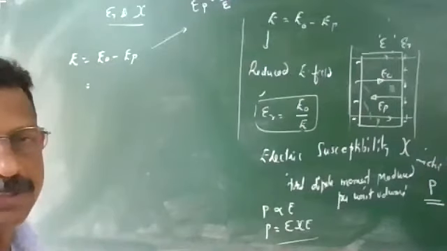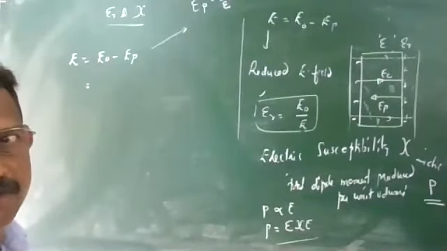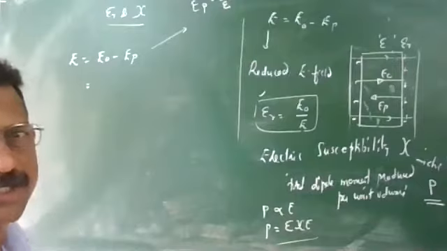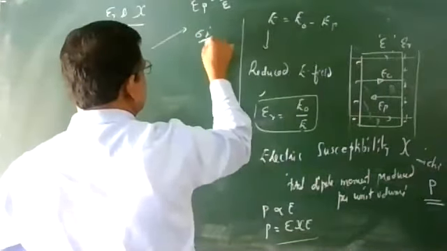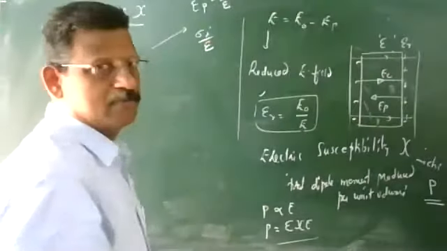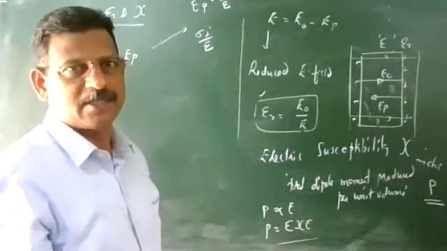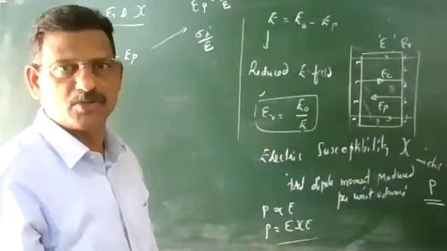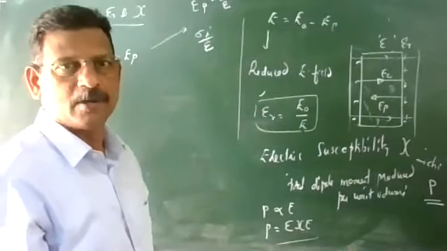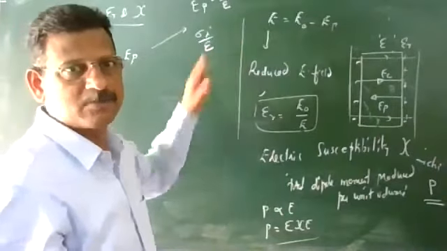P divided by epsilon. Polarized electric field. The general equation of the polarized electric field will be equal to sigma by epsilon. For any polarized electric field, just like E naught, we write it as sigma by epsilon. So here it is sigma by epsilon. Okay, and we can write this in terms of P.